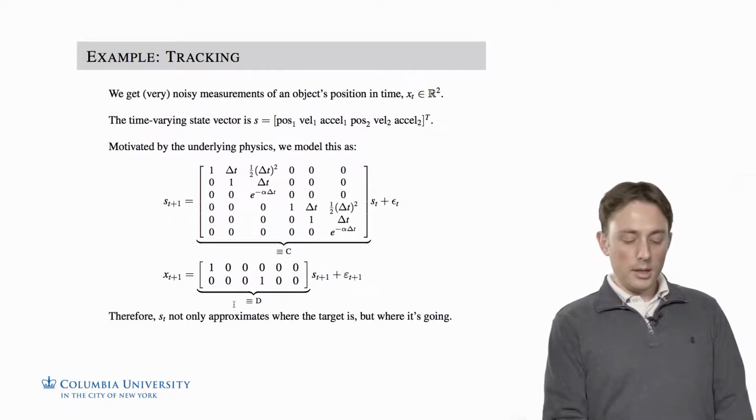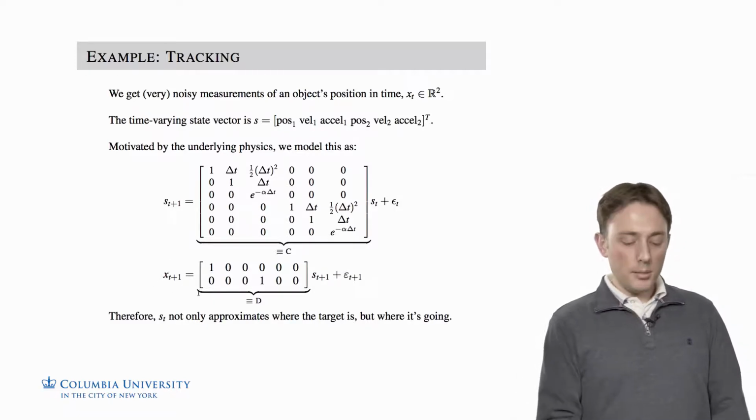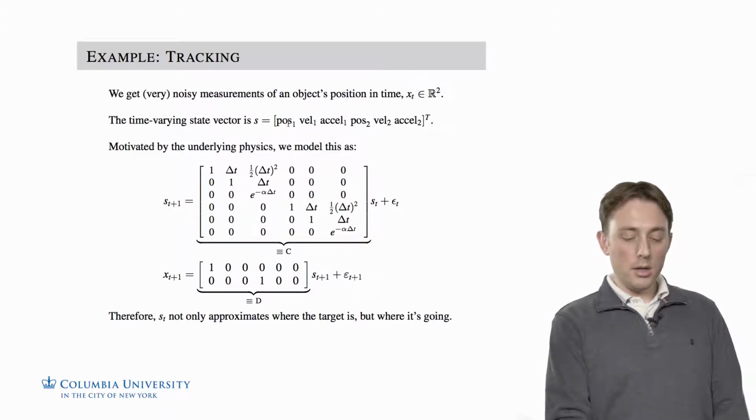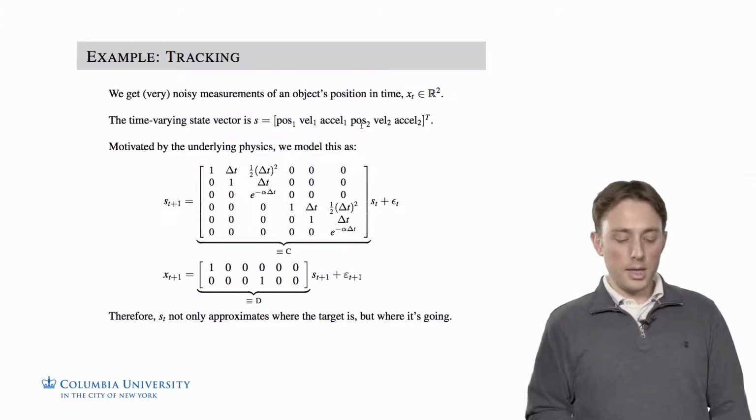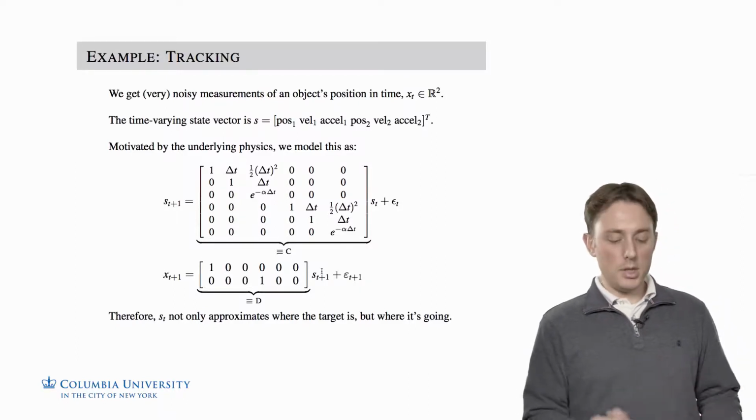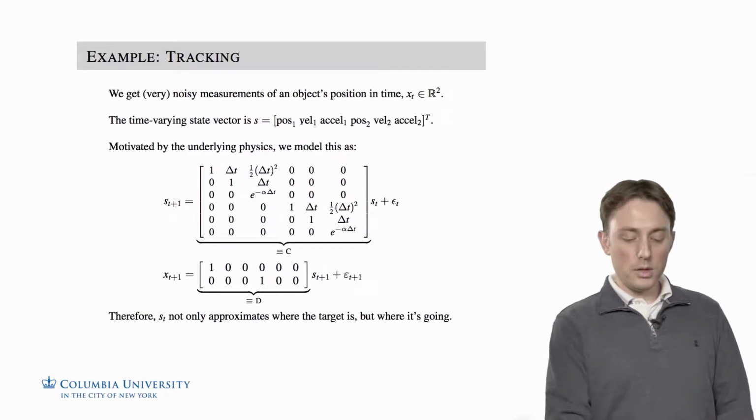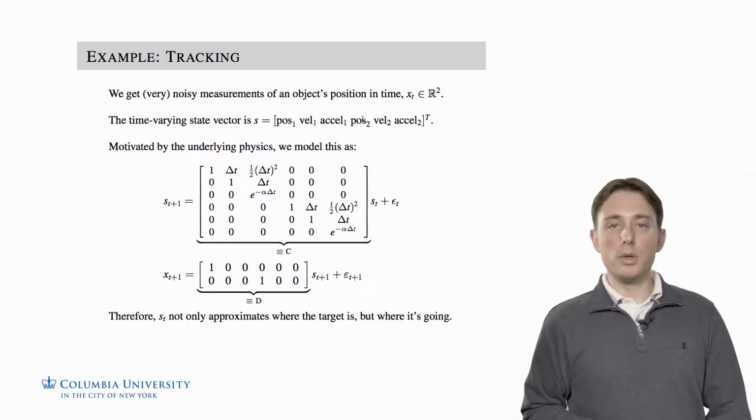And then the observation is simply equal to this matrix D times the state vector plus noise. Notice that all this matrix D is doing is picking out the position along the first dimension and the position along the second dimension of the state vector to then say that the position is equal to whatever these two values are equal to plus noise.